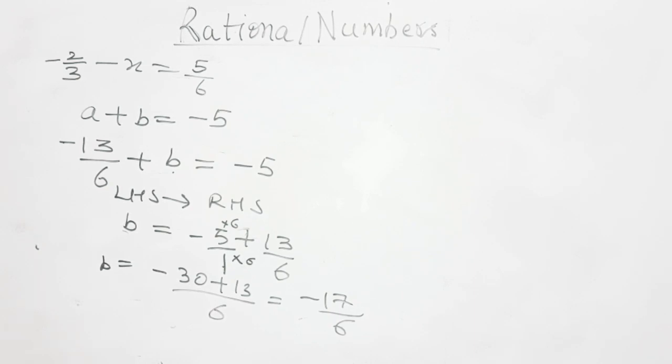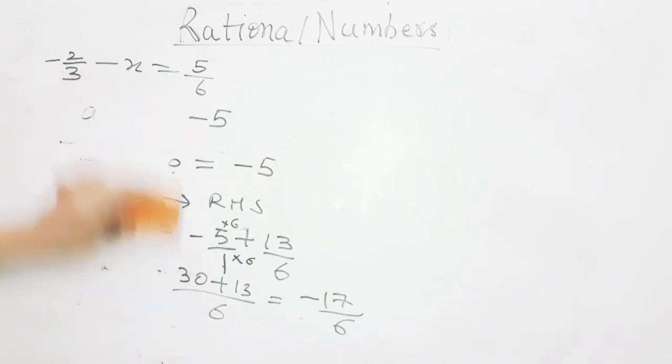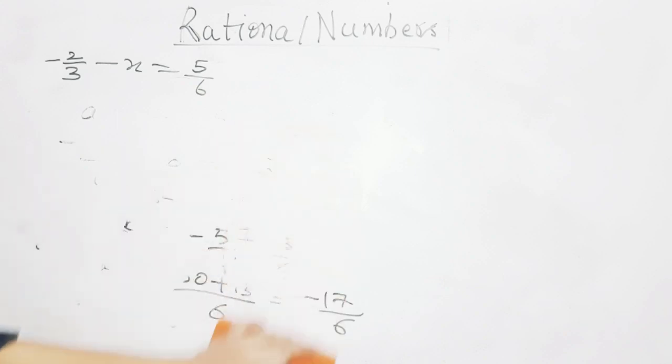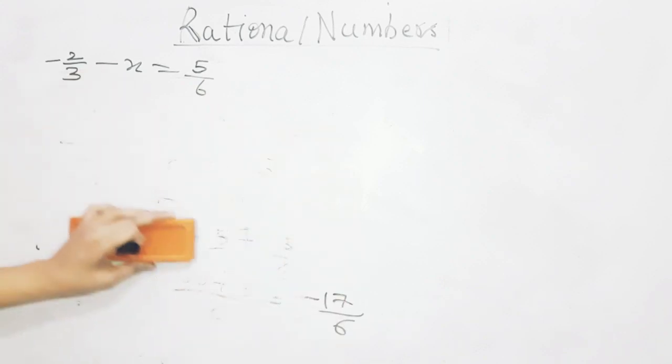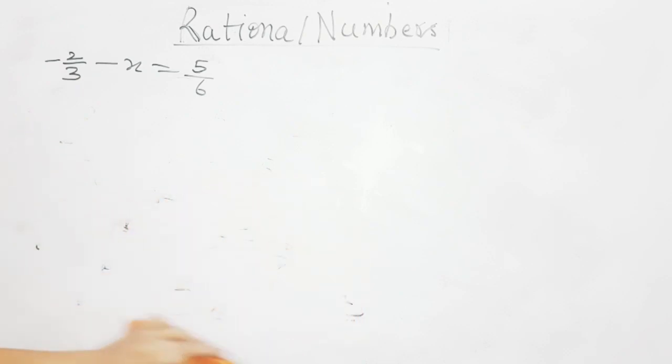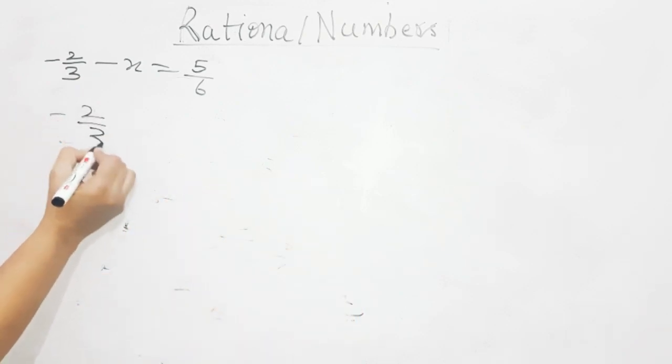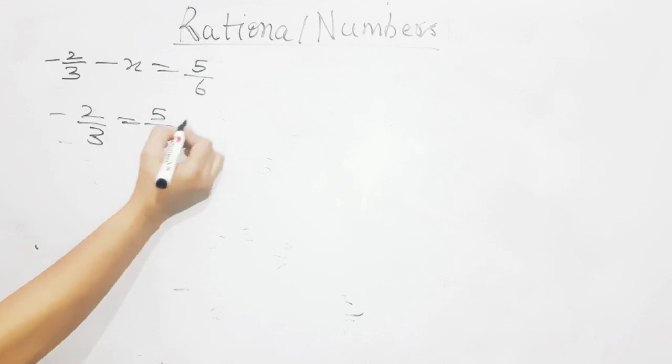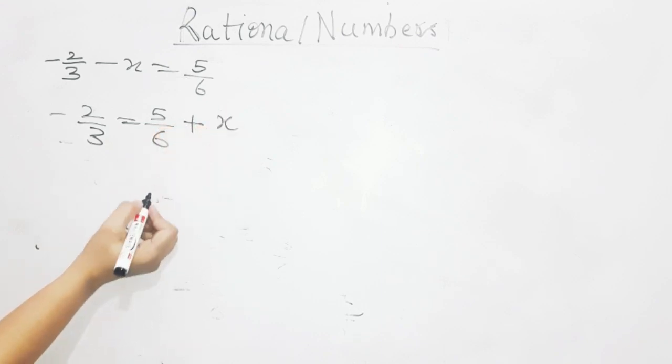So for that, how will you proceed? See, as you can see, minus 2 by 3 minus x is equal to 5 upon 6. Now this x has a negative sign. When it goes to the right hand side, the sign will change. It is going to become plus. So minus 2 by 3 is equal to 5 by 6 plus x.